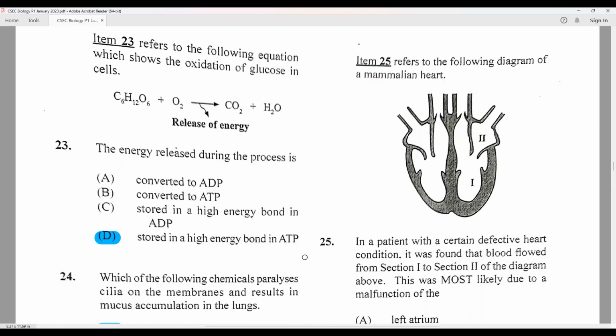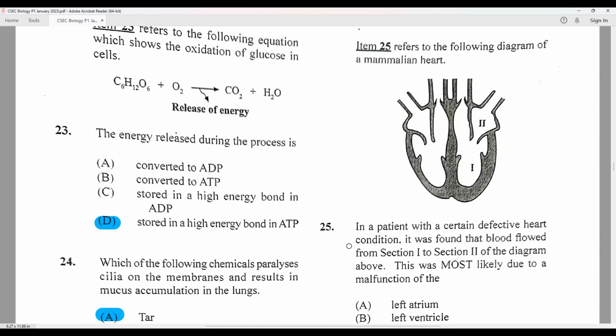25 refers to the following diagram of a mammalian heart. A patient with a certain defective heart condition was found to have blood flowing from section 1 to section 2. So blood is going up, which is against the flow. This is most likely due to a malfunction.